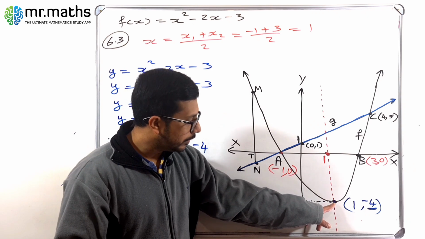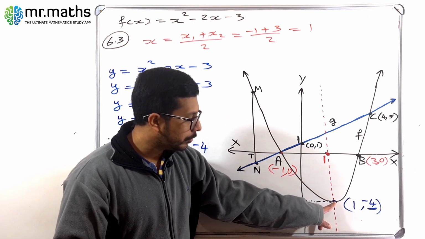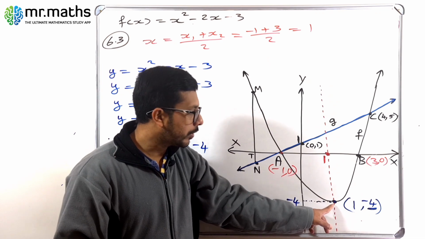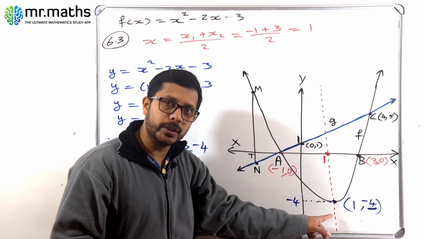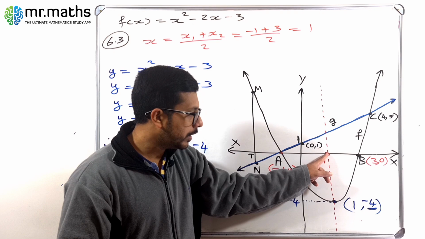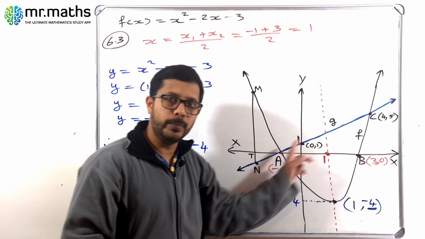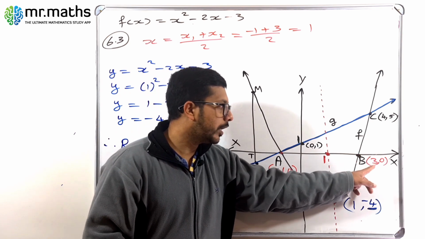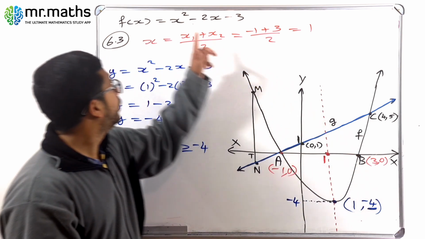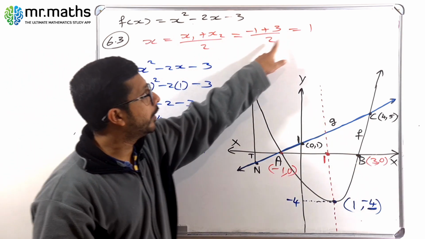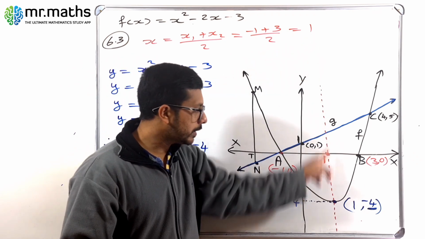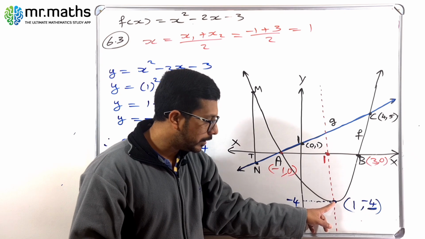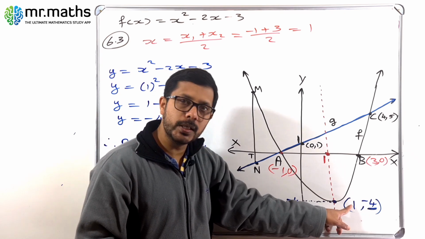Through this turning point the axis of symmetry is passing. So how can I find the axis of symmetry equation? The axis of symmetry is the middle of A and B. A's x value is minus 1, B's x value is 3. So what is the middle? Minus 1 plus 3 divided by 2. That means on this axis of symmetry the x value is 1. So we know that at this turning point the x value is 1.